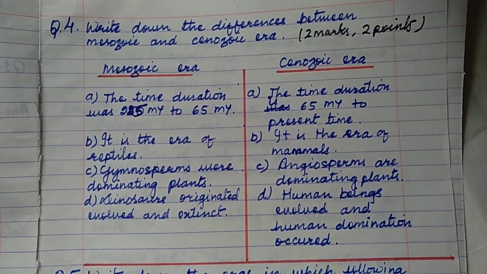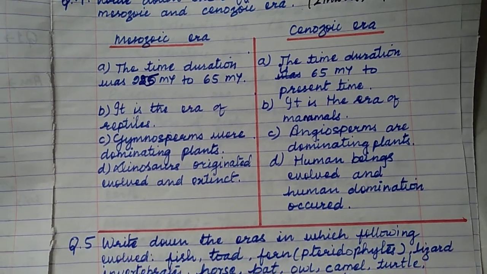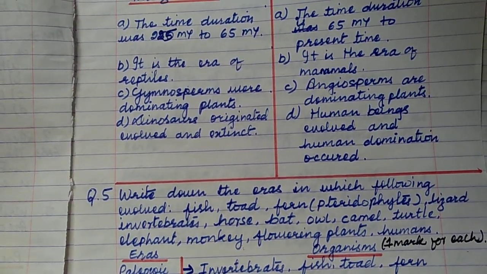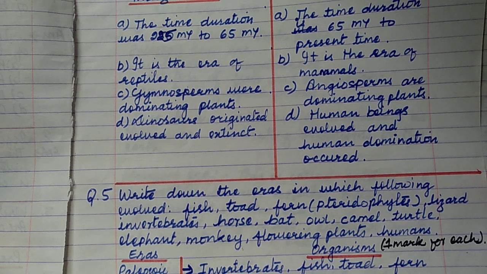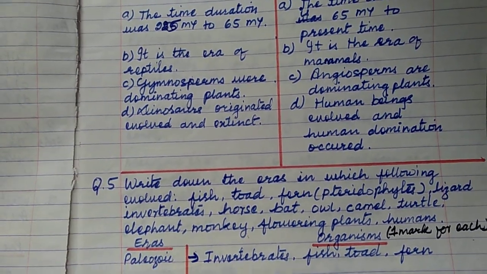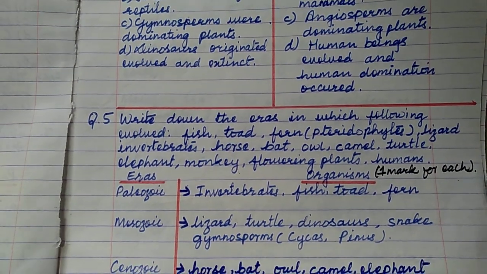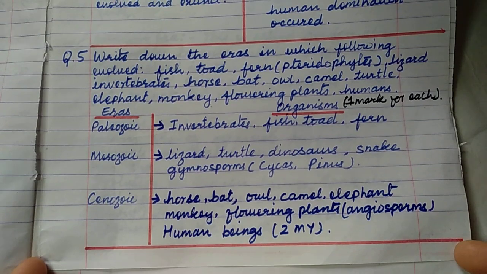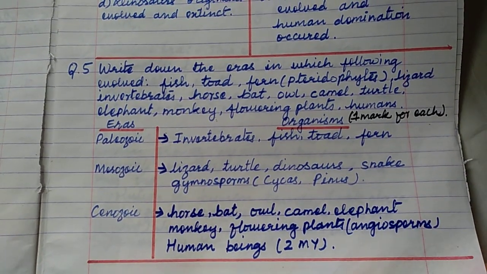Write down the differences between Mesozoic era and Cenozoic era. Okay, in some books it is written 250 million years also for the duration of Mesozoic era, 250 million years to 65 million years. That is also correct. So write down the eras in which the following organisms evolved. This is a common question.